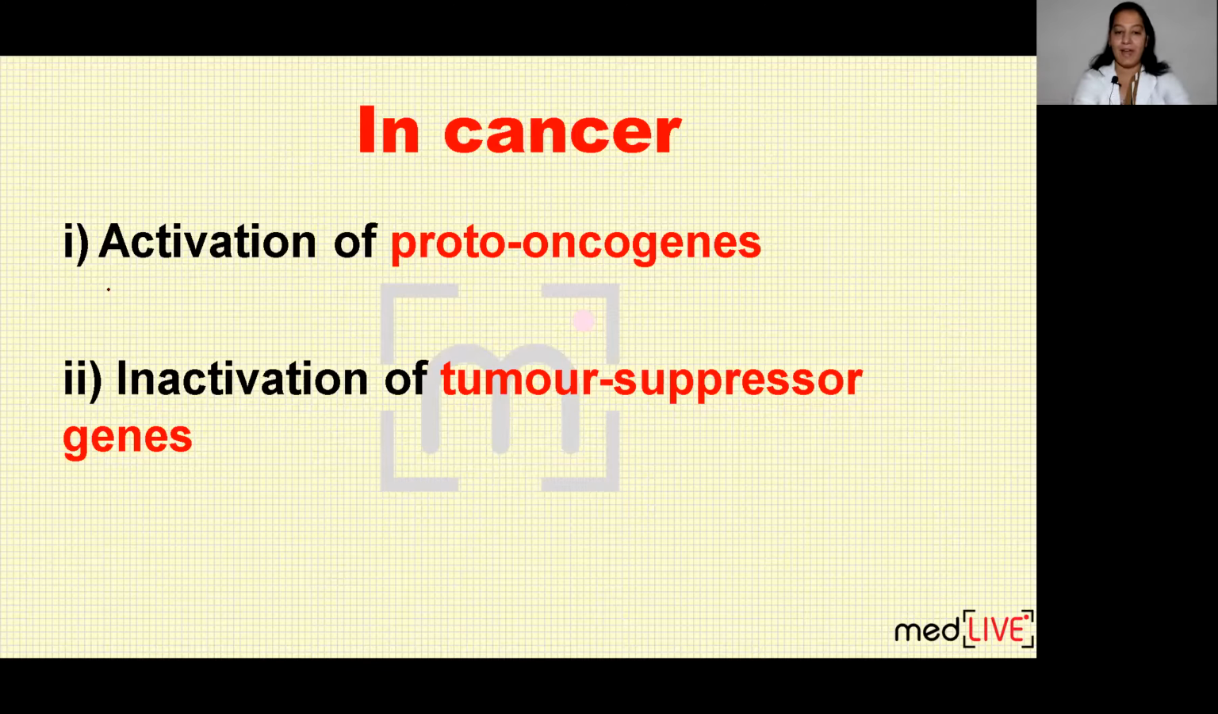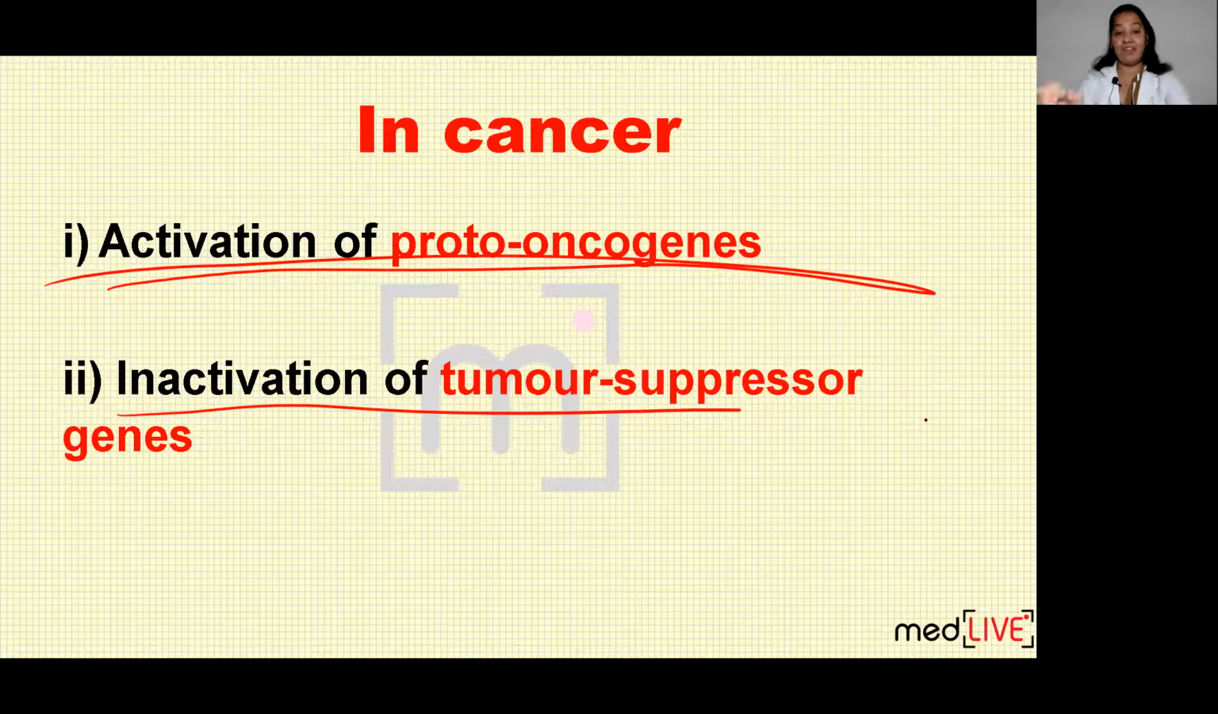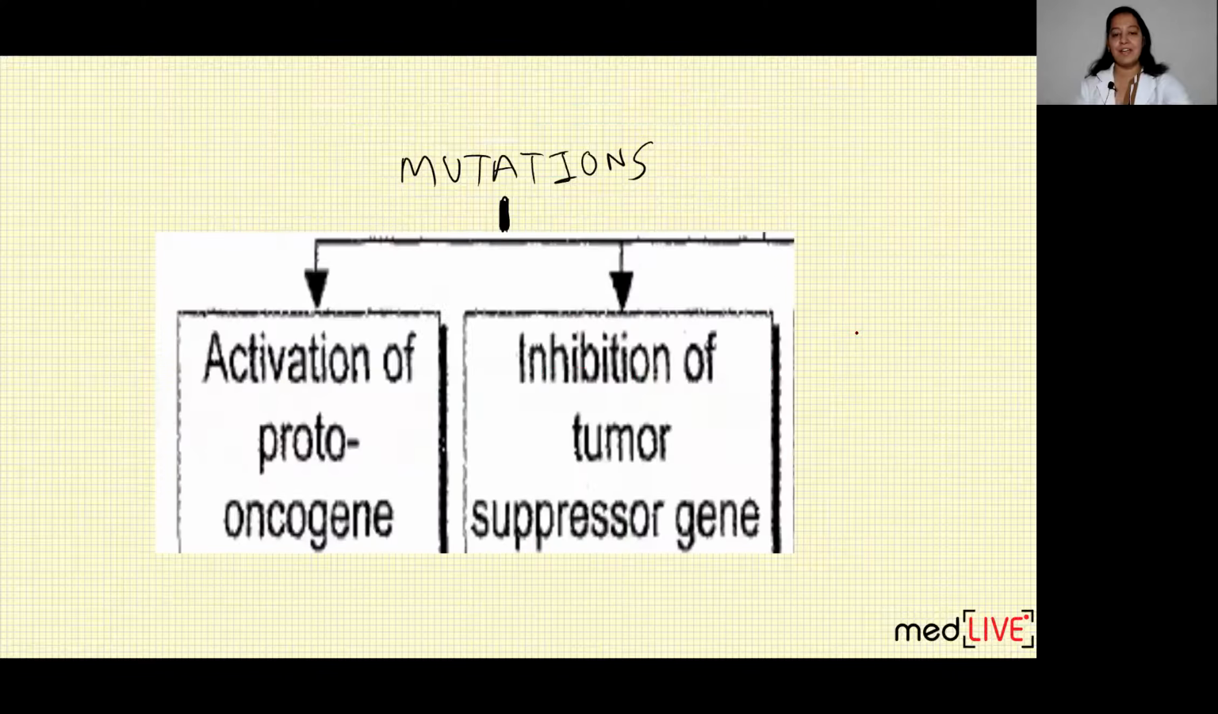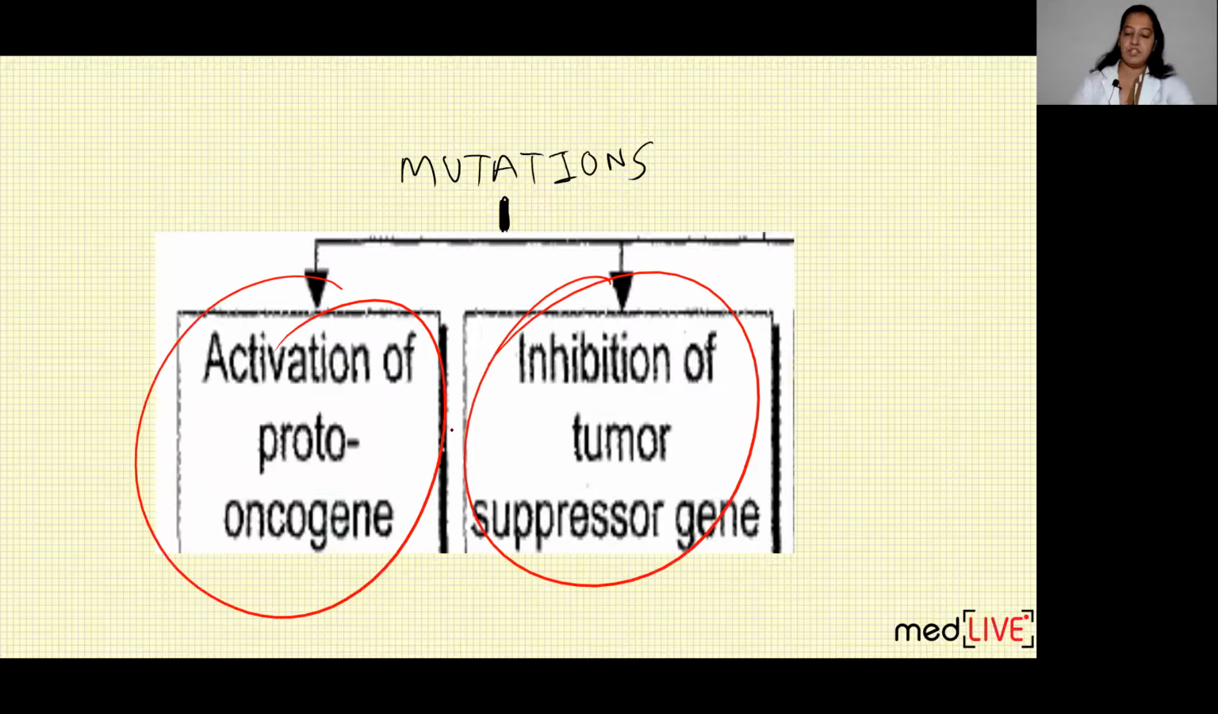So either the overactivation of proto-oncogene or inactivation of tumor suppressor gene. Overactivation, that is gain of function mutation. Mutation occurs in proto-oncogene, they become overactivated, gain mutation. Or loss mutation occurs in tumor suppressor genes, that is their function decreases, they become inactivated. So either of the two occurs. In the last lecture, we started with proto-oncogenes.